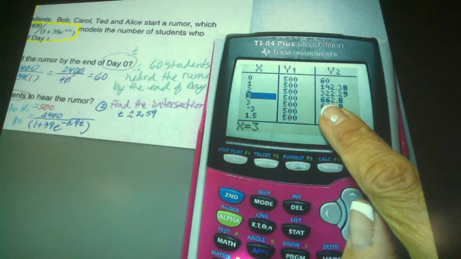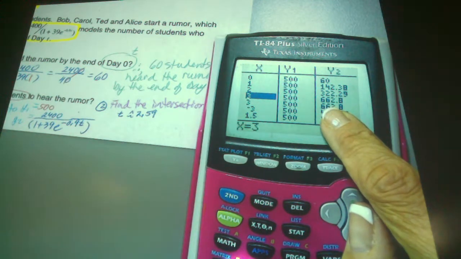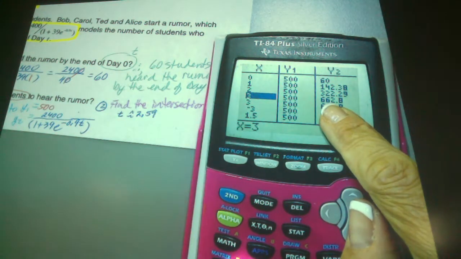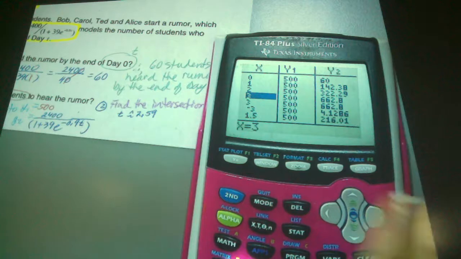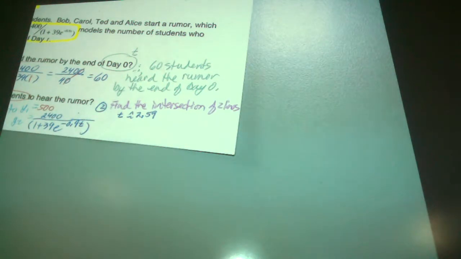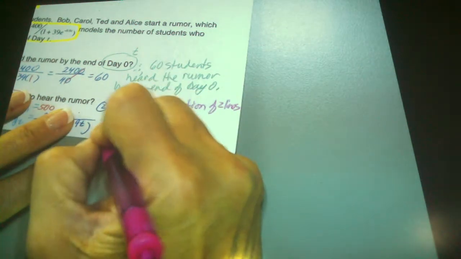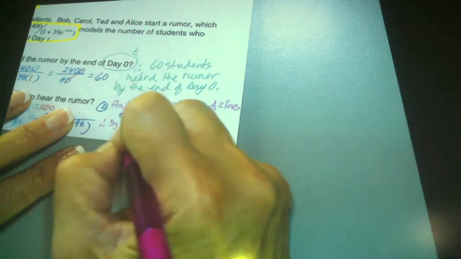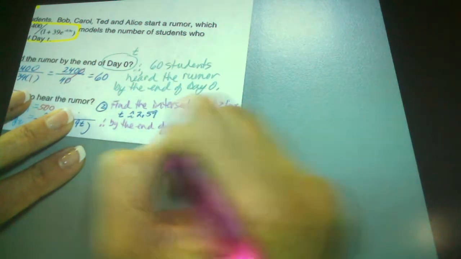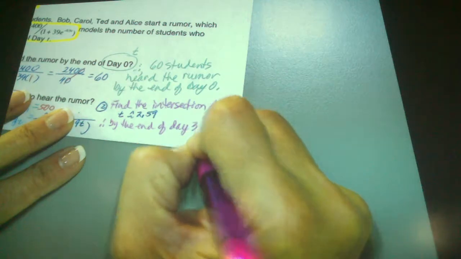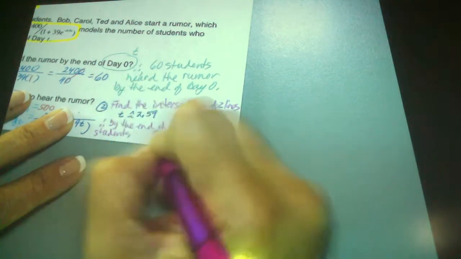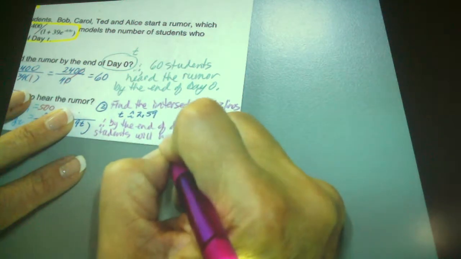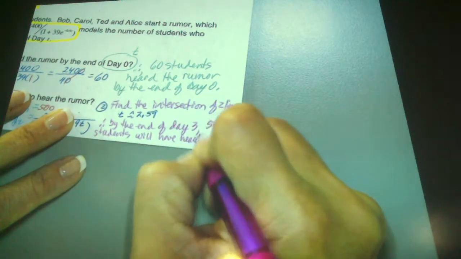What are you going to answer, day 2 or day 3? Day 3, because on day 2 not enough kids have heard it. Really, it's 662. But by the end of day 3, what they're asking, the 500 kids have heard the rumor. So therefore, by the end of day 3, 500 students will have heard the rumor.